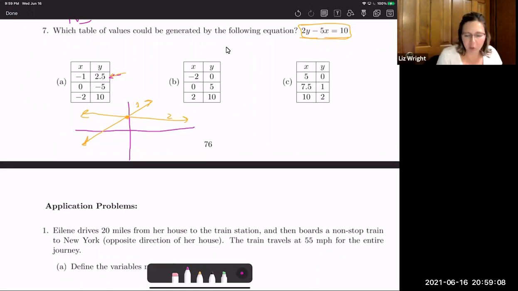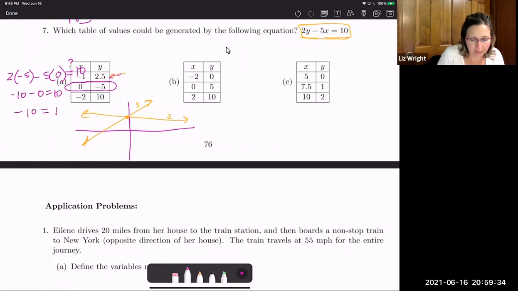So what I like to do on these, I actually like to check if there's any intercepts, an X or a Y. I like to pick those because it's pretty easy to plug in a 0. And so on this one, I'm checking 2 times -5 minus 5 times 0. Does that in fact equal 10? So here I'm getting -10 minus 0 equals 10, -10 equals 10. That is not true. So it's definitely not going to be the first table.